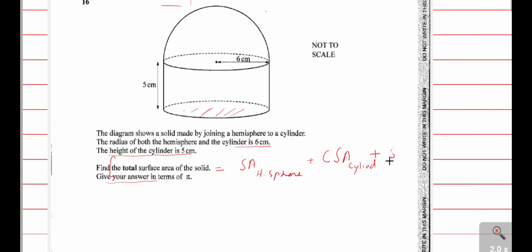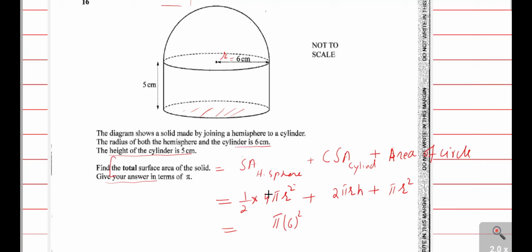Therefore, we write area of circle. Surface area of hemisphere is 1 over 2 times 4 pi r square. You can check this formula from the formula sheet. And the curved surface area of cylinder is 2 pi r h plus area of circle is pi r square. Here r is 6 centimeter, the radius of hemisphere, and we can write this. R is 6, we write 6 square. We will write pi as it is, 4 over 2 is equal to 2, therefore we write 2.